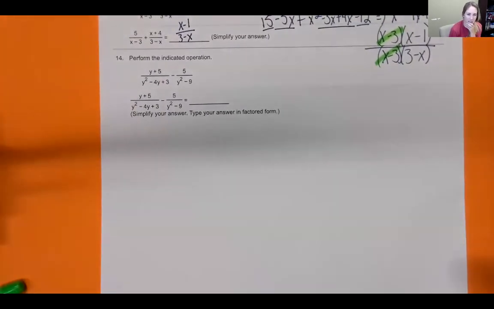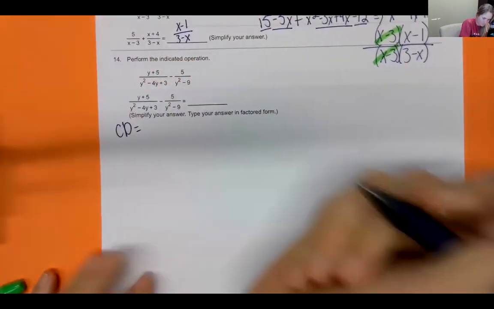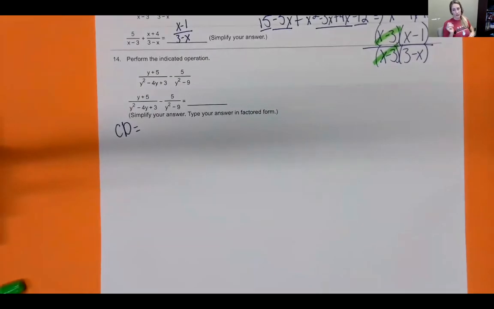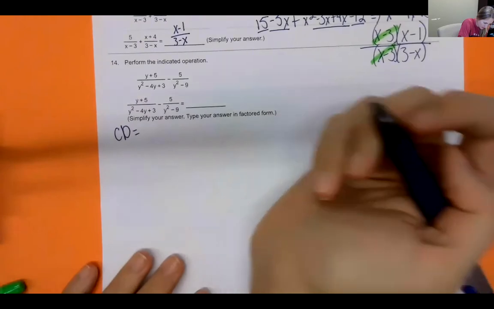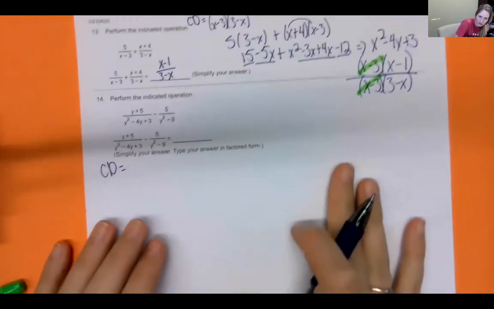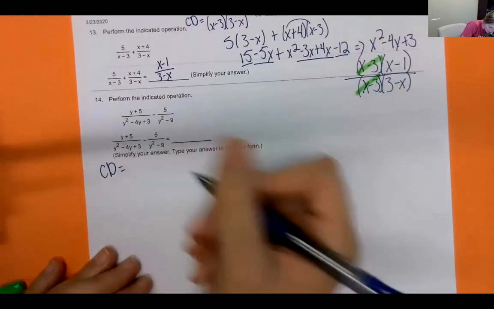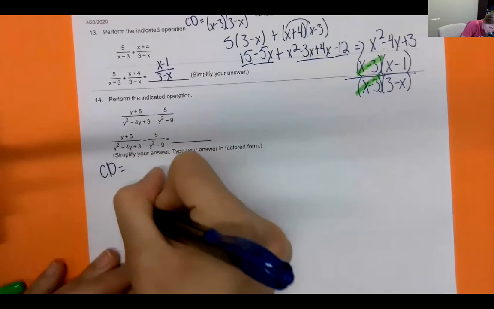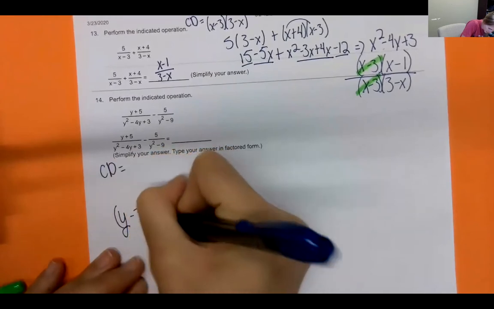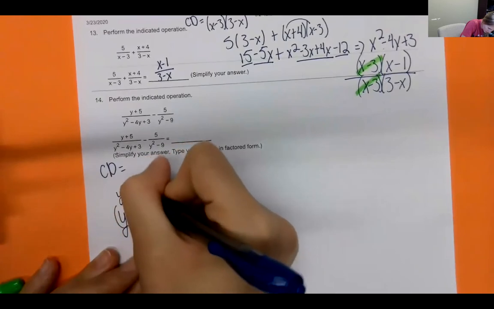Okay, so the first thing we're going to have to do is find our common denominator. And in order to find our common denominator, we first have to factor. So factors of 3 that add to get 4 would be 3 and 1. These are the same things, except with y. So y subtract 3 times y subtract 1 would be this one factored.